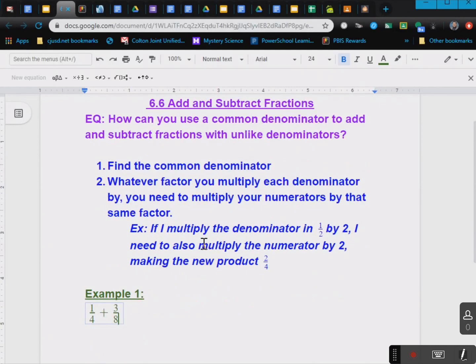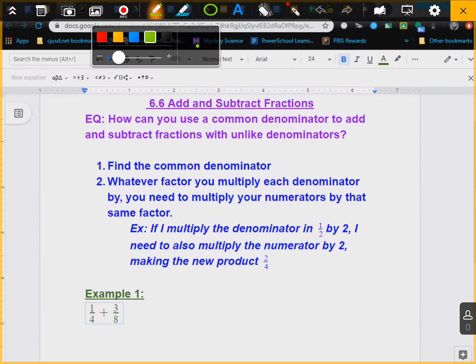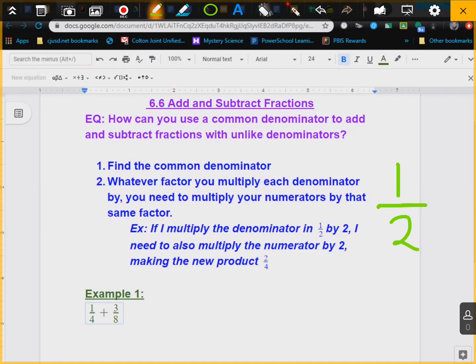Okay? So the steps, which I need you to write down, are find the common denominator, and whatever factor you multiply each denominator by, you need to multiply your numerators by that same factor. For example, if I multiply the denominator of 1/2 by 2, I need to also multiply the numerator by 2, making the new product 2/4. So once again, a quick refresher, if you don't know what a denominator or numerator is, the 2 would be your denominator. The 1 would be your numerator.